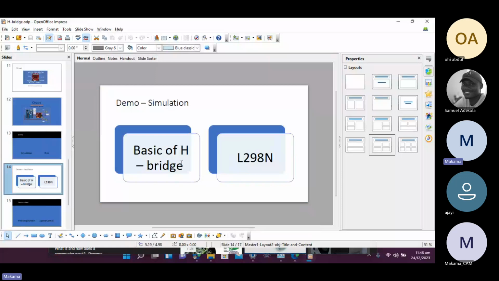Okay, hope you are seeing my screen, because from my secondary device I cannot see the screen. Yes, I can see the screen.